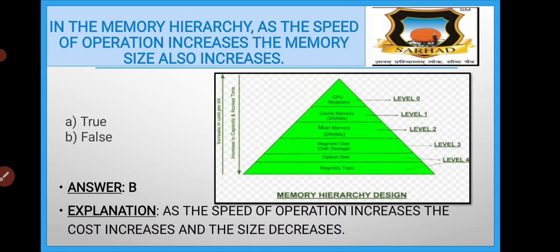So this is the memory hierarchy design, level 0, level 1, 2, 3, 4. In this case, as the speed of operation increases, the memory size goes on decreasing. So option B is correct.